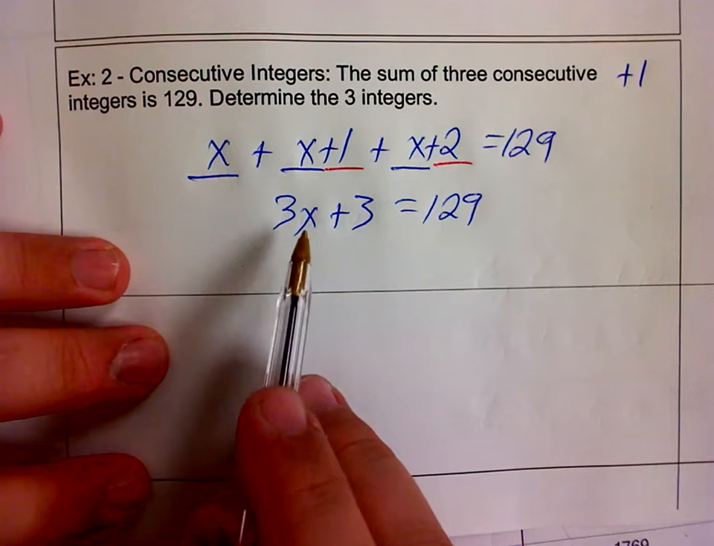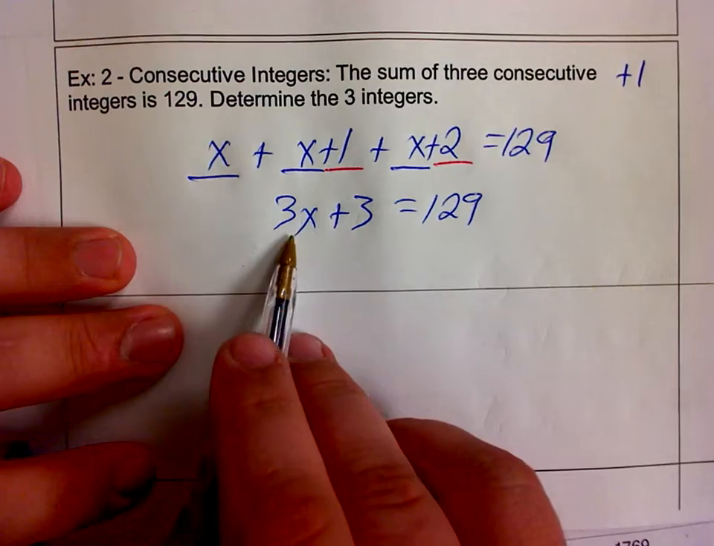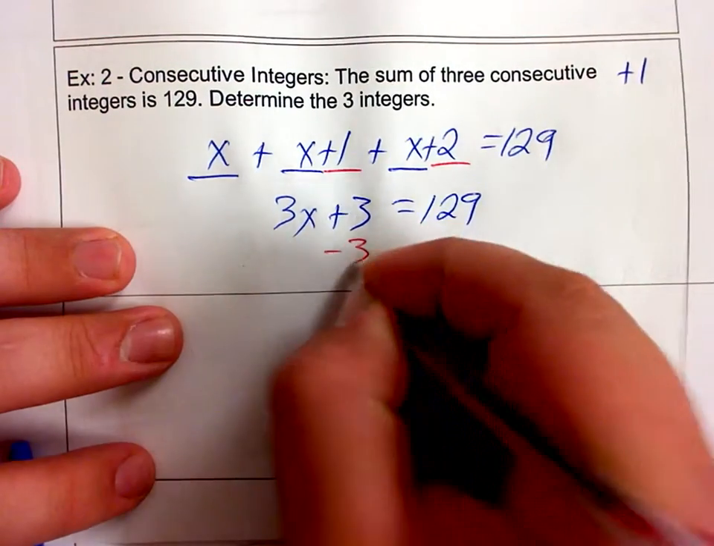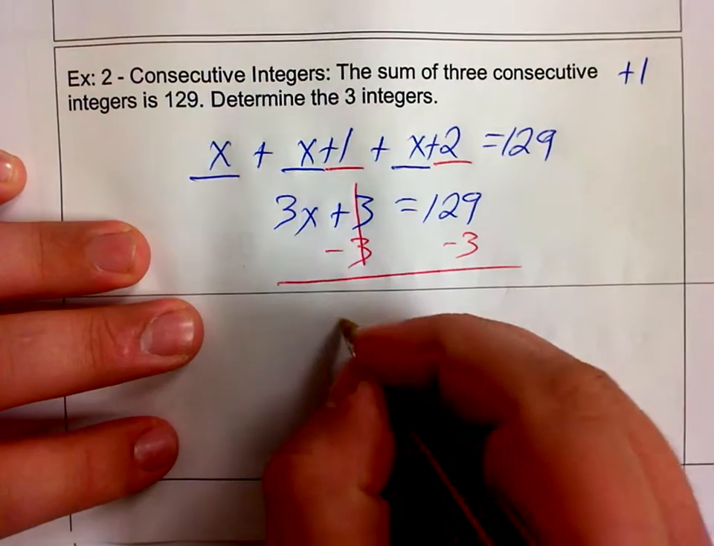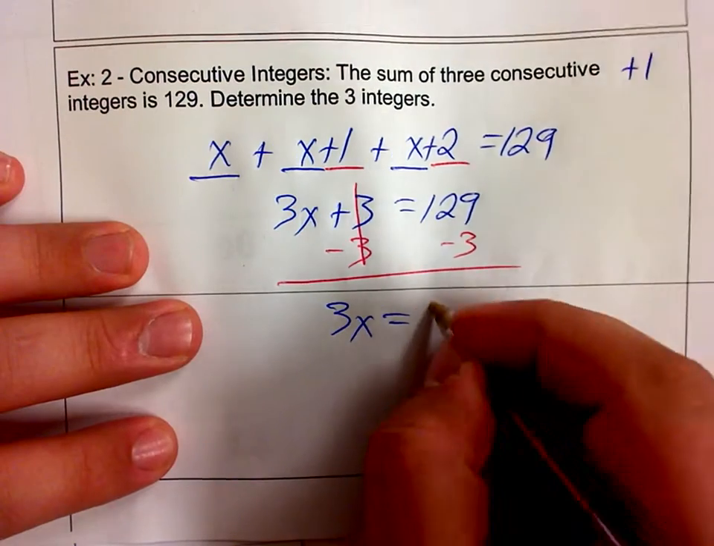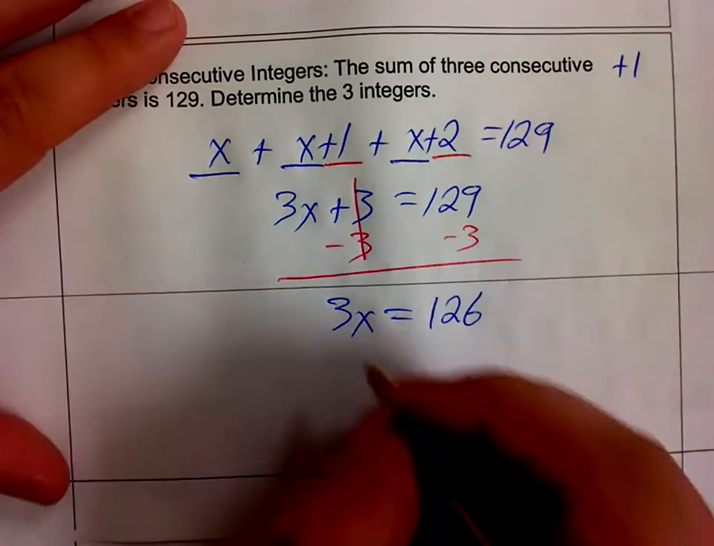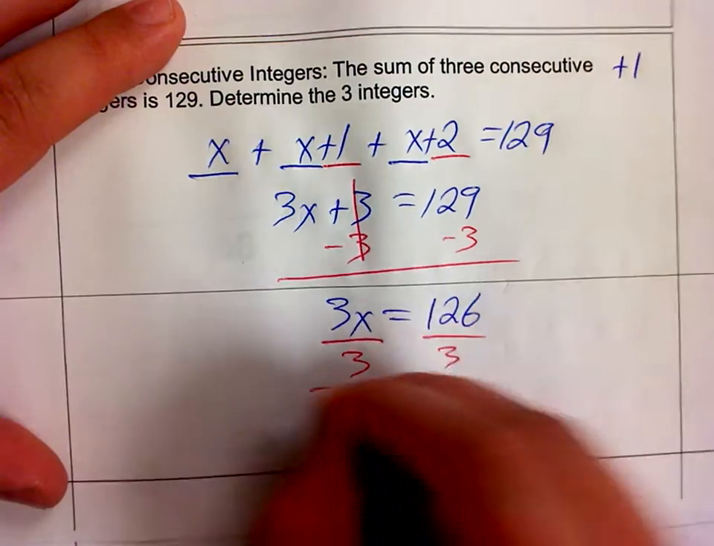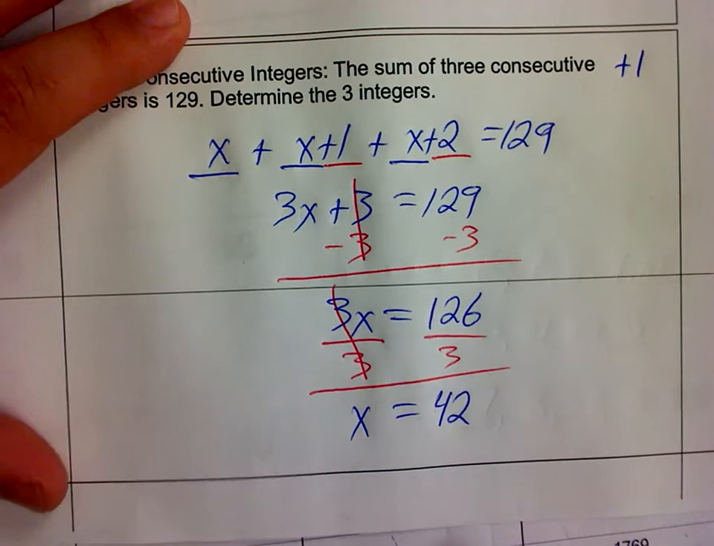We want to get the variable by itself. And once again, in order to get the variable by itself, we have to do opposite PEMDAS. So before we get rid of the multiplication, we got to get rid of the addition. So we're going to subtract 3 from both sides. Those 3's on the left are going to cancel out, leaving us with 3x is equal to 129 minus 3, which is 126. And then after we get done with that part, we are going to get rid of the times 3 by dividing by 3. 3's on the left cancel out, leaving us with x is equal to 42.